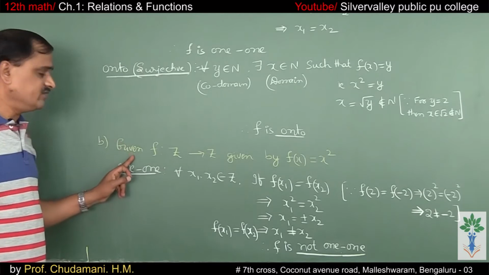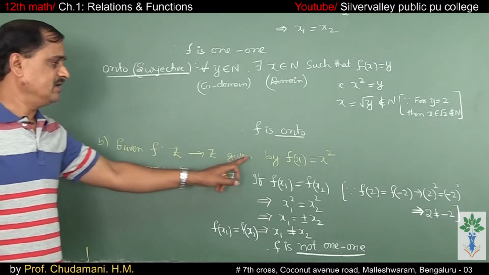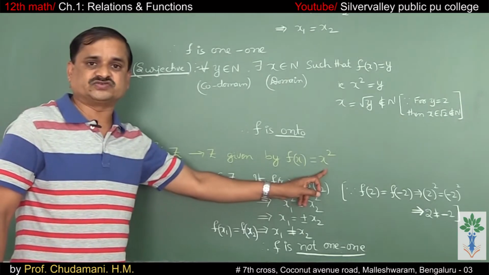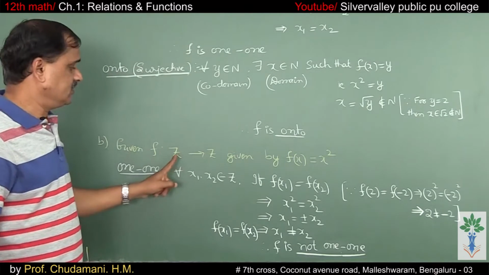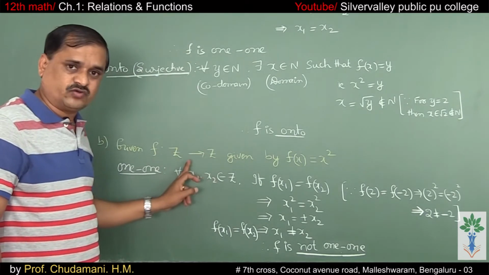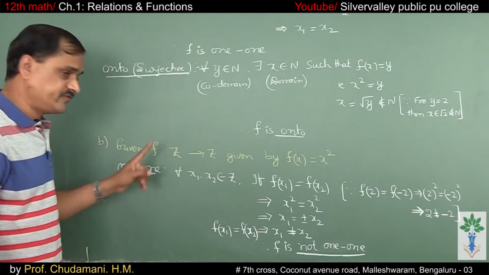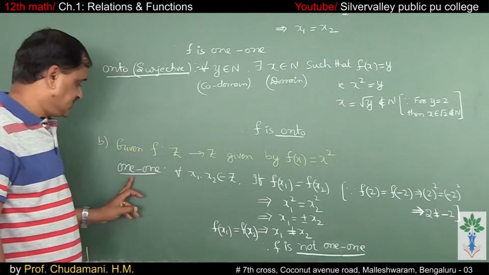B. Given f from Z to Z given by f of x is equal to x square. Instead of natural numbers to natural numbers, it is Z to Z, integers. So they just changed the domain and codomain. So domain and codomain are very, very important. I'll tell you why. Look at this.